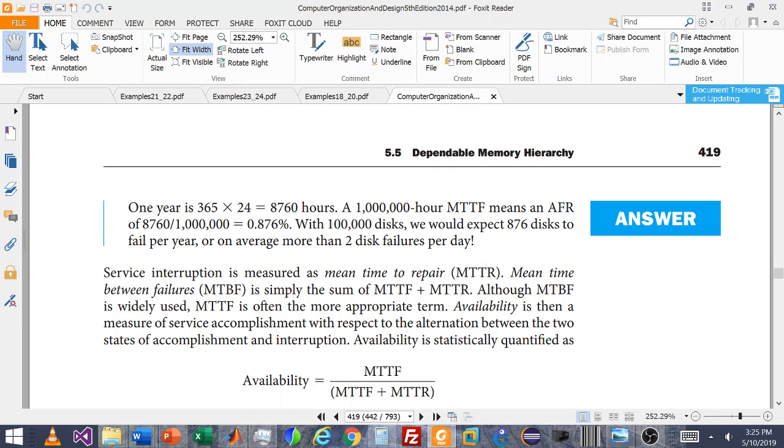So there's a 0.876% likeliness that a disk will fail in a single year. Okay, that's how mean failures can be spread out over time.